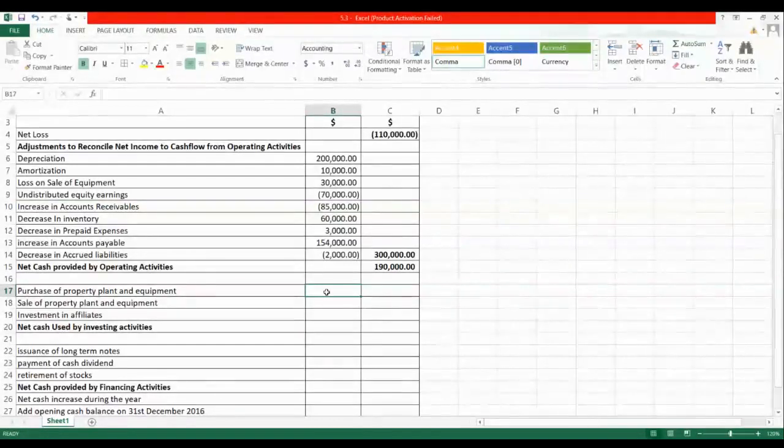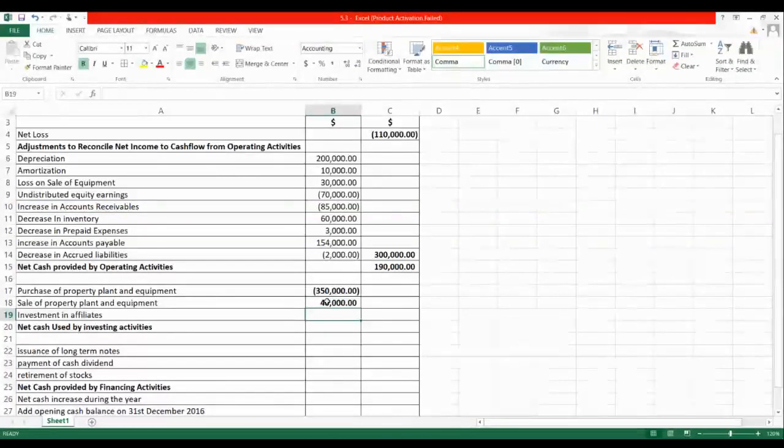So basically two things happen for the property, plant and equipment. Firstly, we purchase. When we purchase, there is always an outflow because we pay in cash, and 350,000 was the amount which we have computed before. The equipment which was sold, it was sold for 40,000. In the notes it's given, so I put the whole 40,000 here.